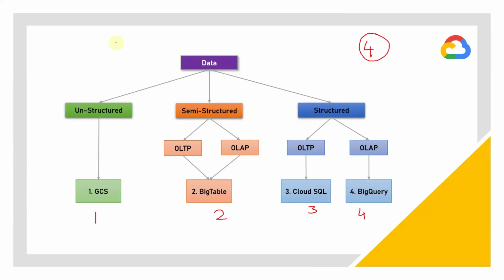These are the storage and database services. When it comes to the GCP storage and database services, we are covering these 4 services, guys. What is Google Cloud Storage? How do we work with it? What is Bigtable? How do we work with it? What is Cloud SQL? What is BigQuery? So these things. And after that, we are going to create pipelines.